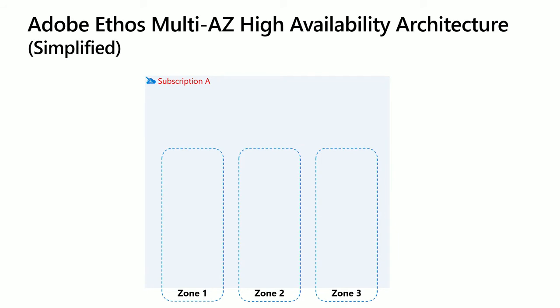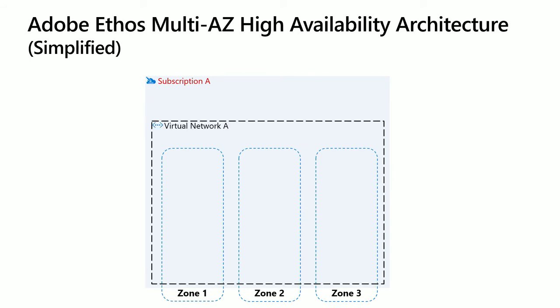So what does that architecturally look like? I've got a subscription with multiple AZs. I put a virtual network in there and a subnet. Important to note, networks and subnets are AZ agnostic. They're not associated with an AZ. The resources that you create, like VMs, IP addresses, things like that, they're associated with the availability zone.